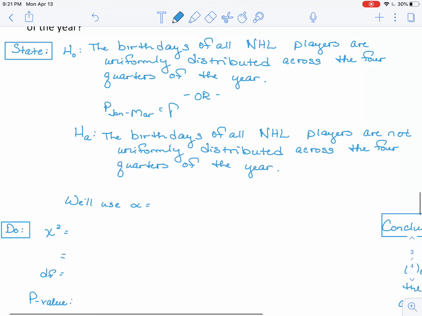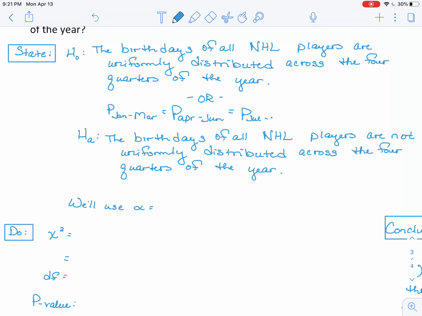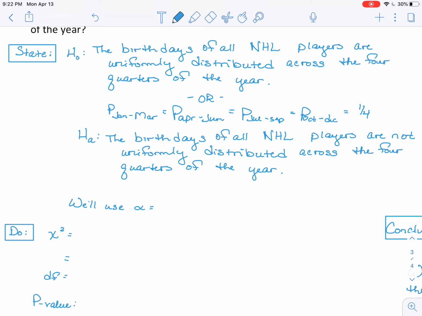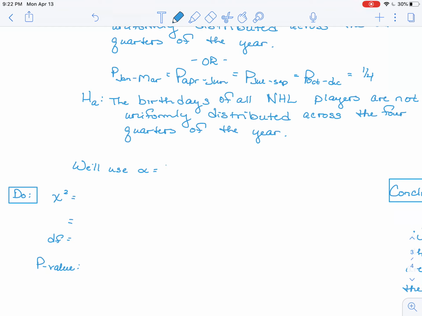You could state this differently. You could say that the proportion of January to March is equal to the proportion of birthdays April to June. You could just say all these proportions are equal. So you will sometimes see that. And specifically, if I have these 4 quarters, we would expect them all to be equally representative since we're testing uniformity. So then your alternative was just that they're not uniformly distributed. Or you could say, since if we talk about the proportions, you could say at least 2 of those proportions are not a 4th. So some of them could be, they don't all have to be.